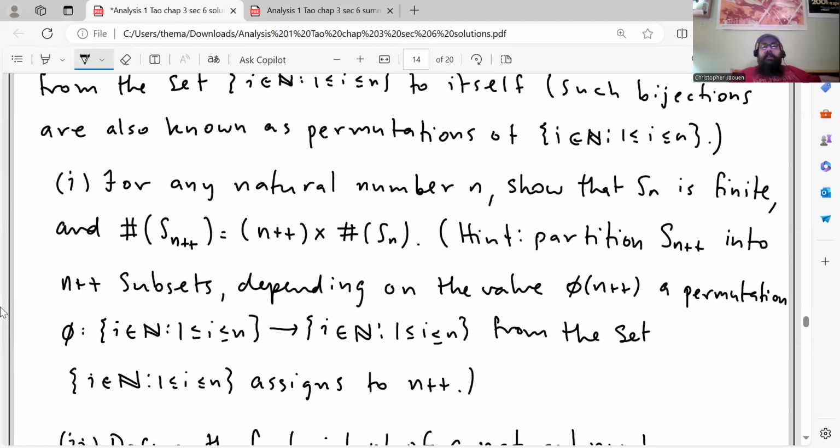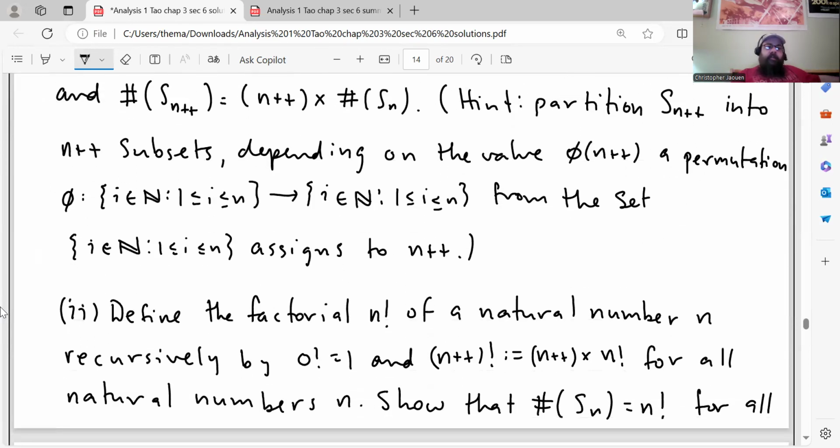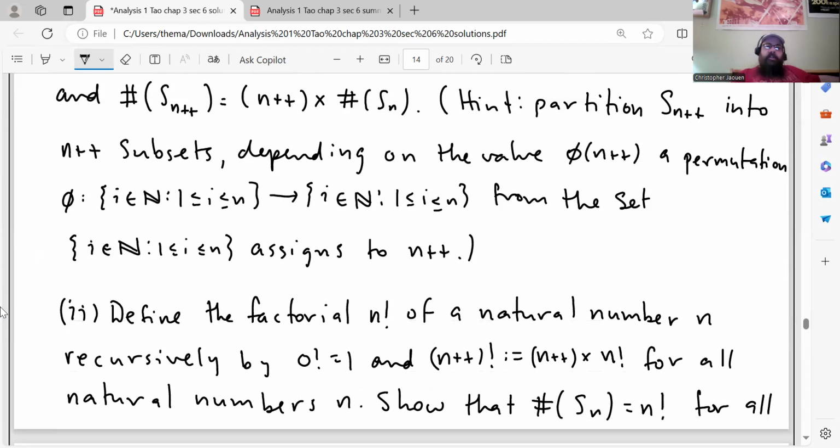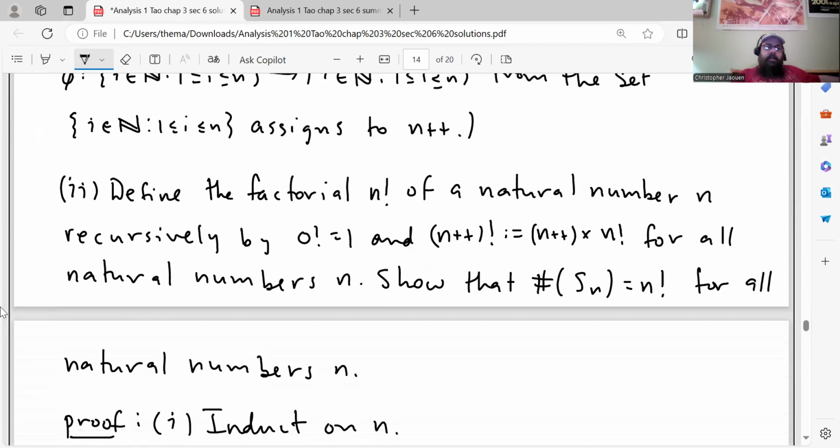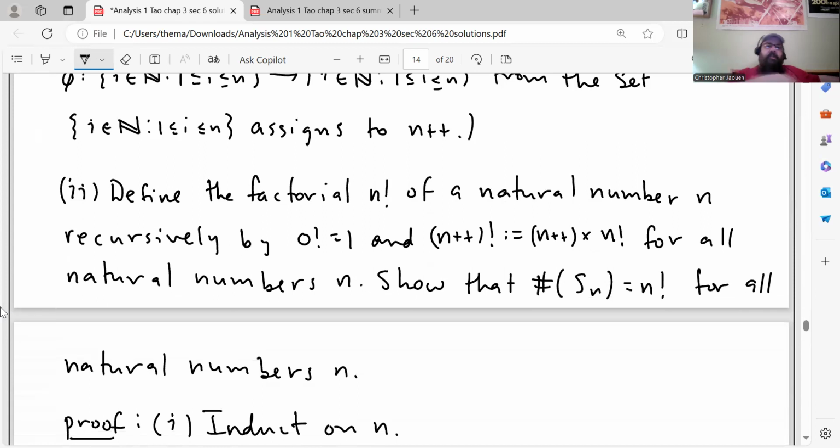He gives a hint here. He says partition S sub the successor of n into the successor of n subsets, depending on the value of phi of the successor of n, where phi is a permutation from the set 1 through n to itself, and the value is the i between 1 and n that it assigns to the successor of n. All right, and then part B actually follows directly from part A. So I'll read it out here, though.